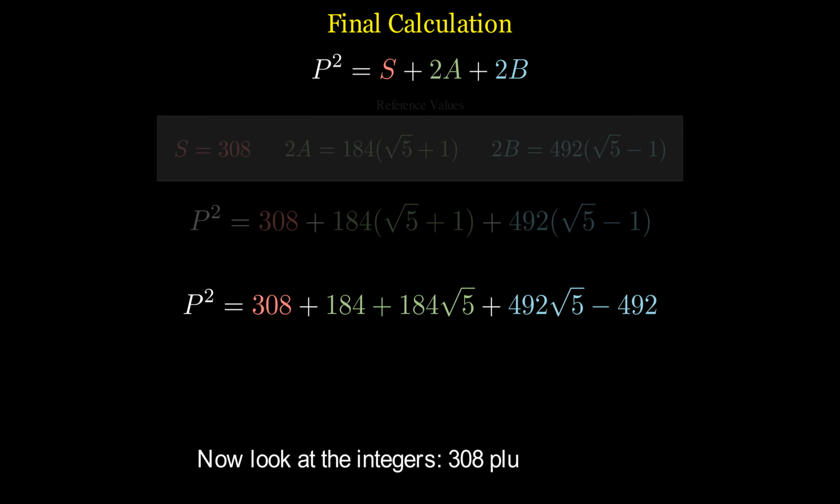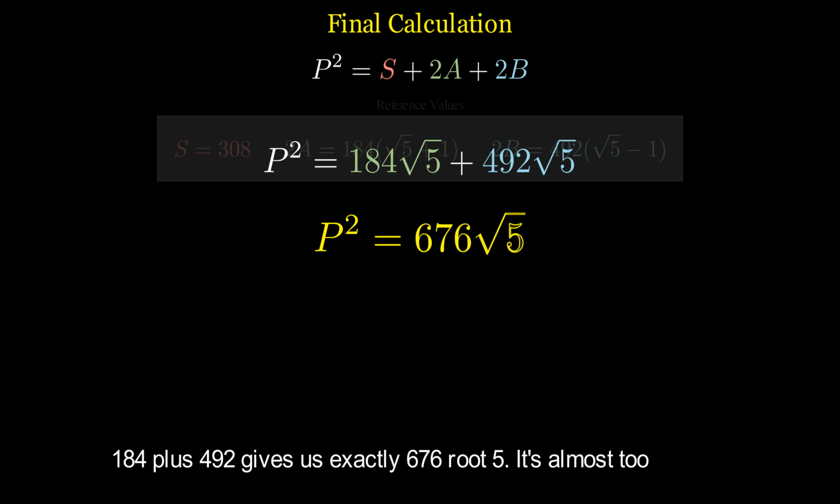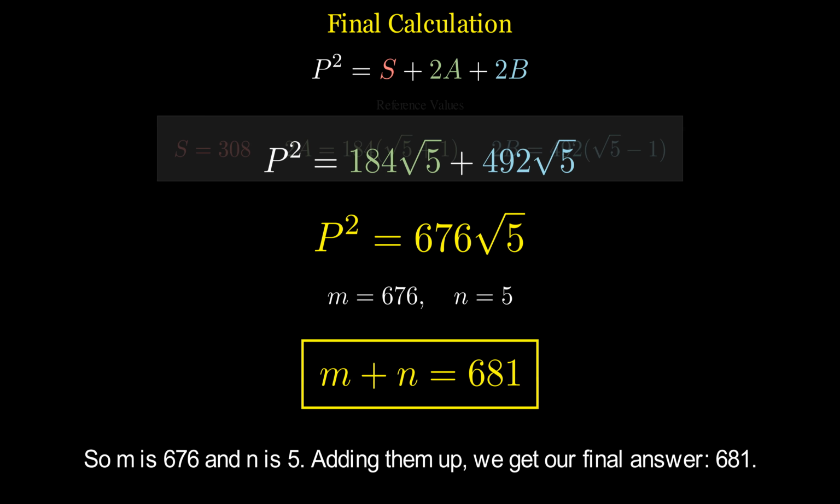Now look at the integers. 308 plus 184 is 492. Minus 492, they sum to 0. 184 plus 492 gives us exactly 676√5. It's almost too perfect. So m is 676 and n is 5. Adding them up, we get our final answer, 681.